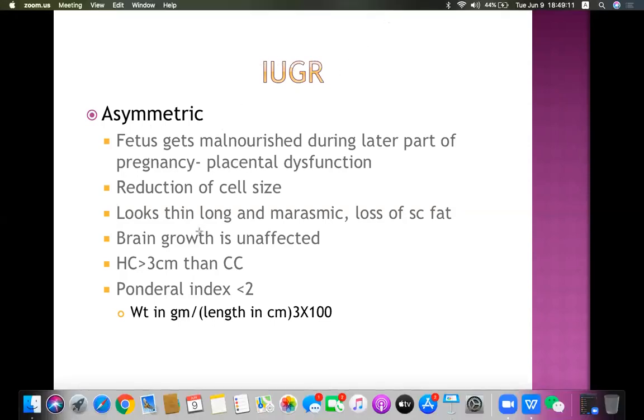Let me highlight the important points here. They look thin, long, and marasmic, and they have no subcutaneous fat. This is a very important point.